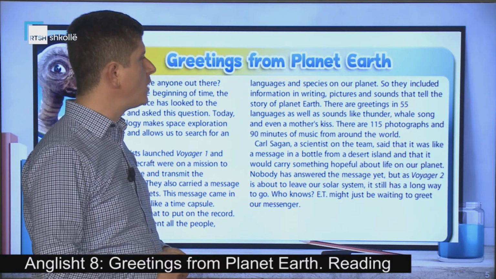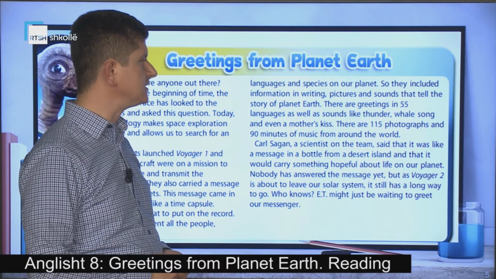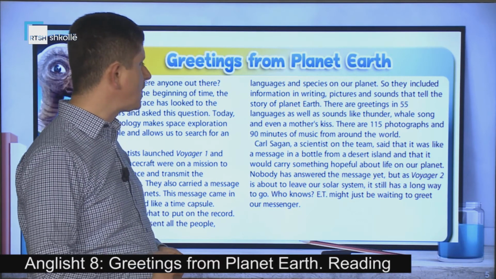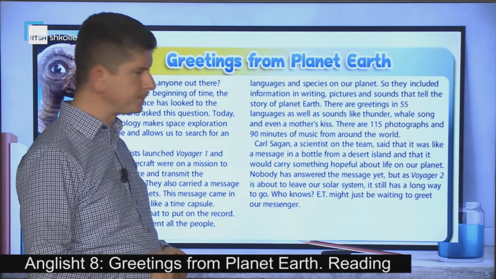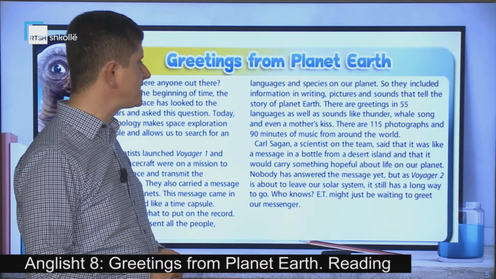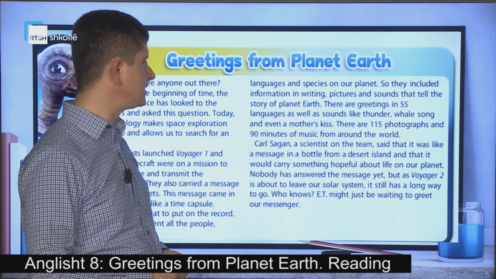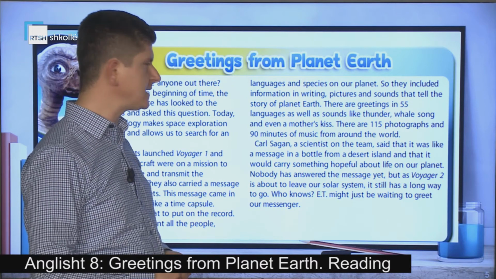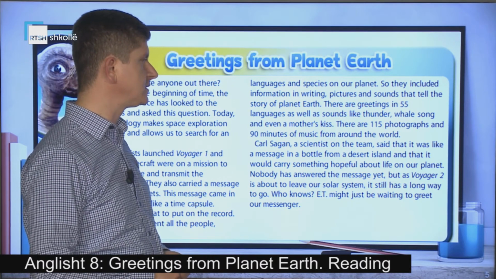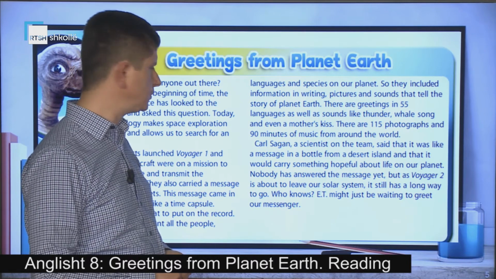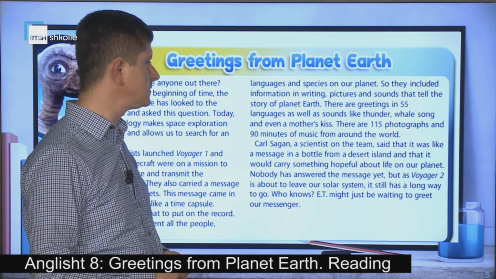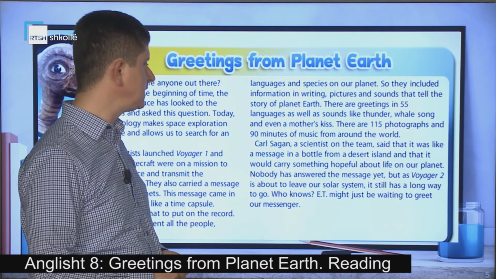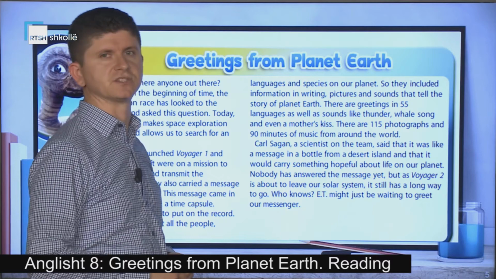There are 115 photographs and 90 minutes of music from around the world. Carl Sagan, a scientist on the team, said that it was like a message in a bottle from a desert island and that it would carry something hopeful about life on our planet. Nobody has answered the message yet, but as Voyager 2 is about to leave our solar system, it still has a long way to go. Who knows? E.T. might just be waiting to greet our messenger.